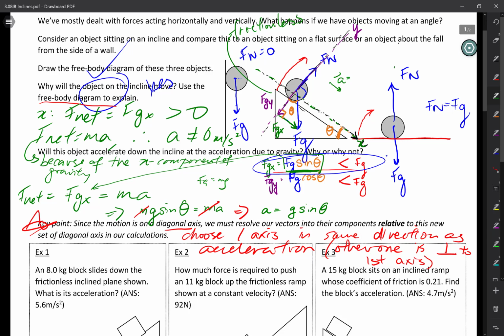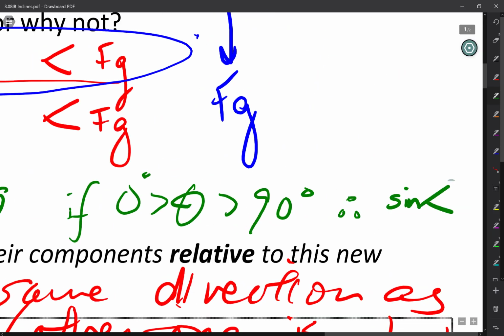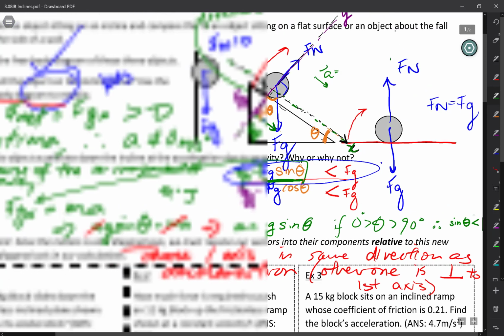From a mathematical perspective, if theta is between 0 degrees and 90 degrees, then there's no way for g sine theta to be greater than gravity itself. Why? Because sine theta between 0 and 90 degrees is less than 1. And because it's less than 1, your acceleration is going to be less than the original value. That's from a mathematical perspective.